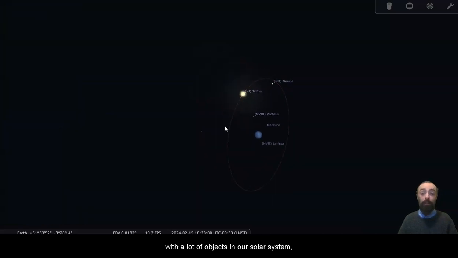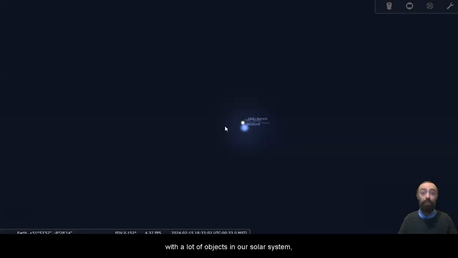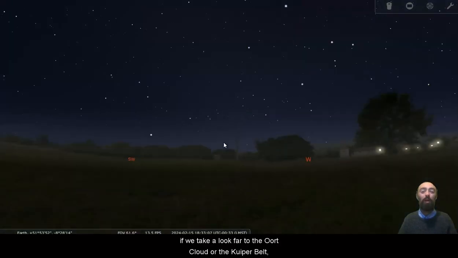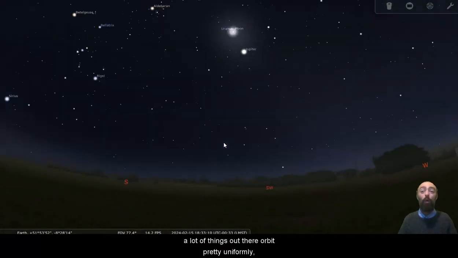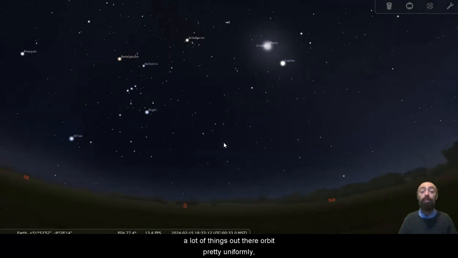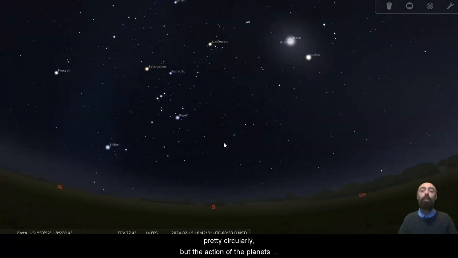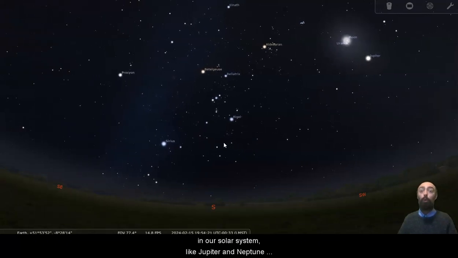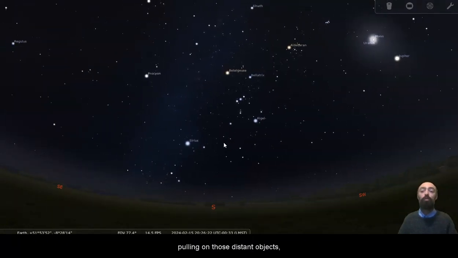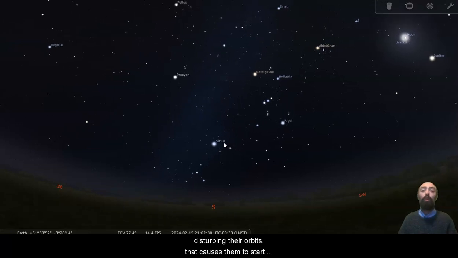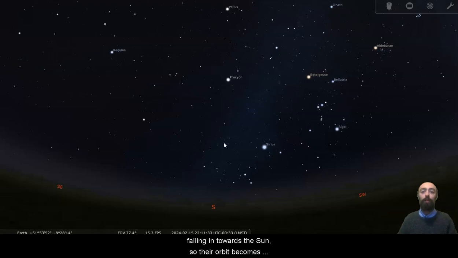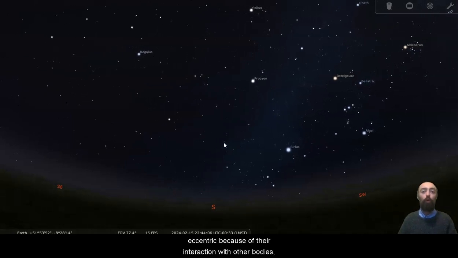With a lot of objects in our solar system, things orbit in a pretty circular way. If we take a look far out at the Oort cloud, for example, or the Kuiper belt, a lot of things out there orbit pretty uniformly, pretty circularly. But the action of the planets in our solar system, like Jupiter and Neptune, pulling on those distant objects and disturbing their orbits causes them to start falling in towards the sun. So their orbit becomes eccentric because of their interaction with other bodies.